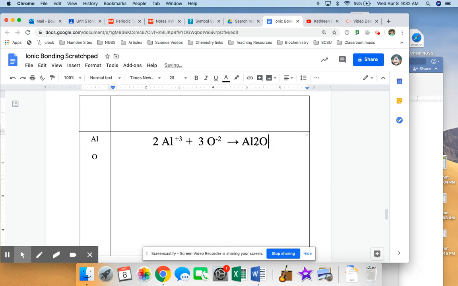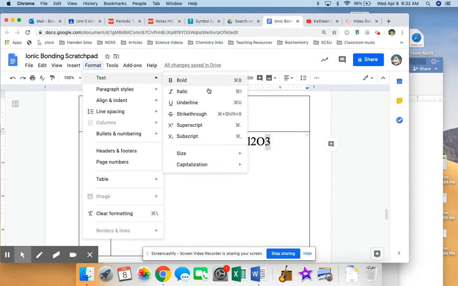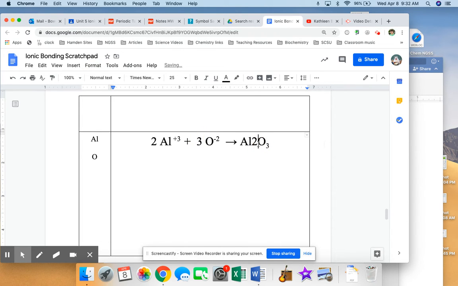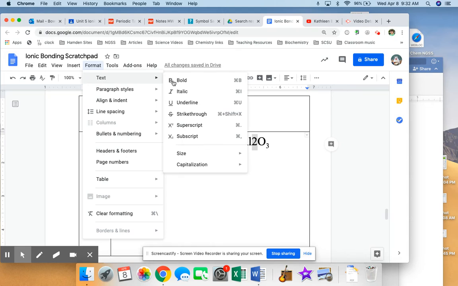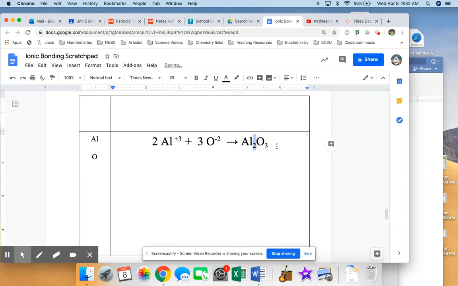Now we need 2 Als on this side and 3 O's on this side. What do we got to do? Make them little. So format, text, subscript. All right, now we have our formula. So that means that when we're making our drawing, we know we're going to need 2 Als and 3 Os. So let's do that over here.